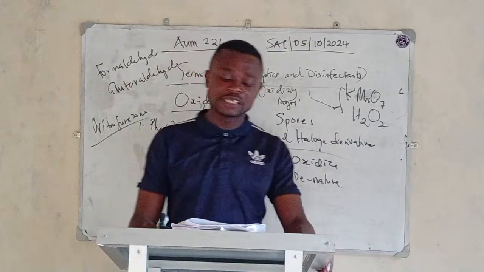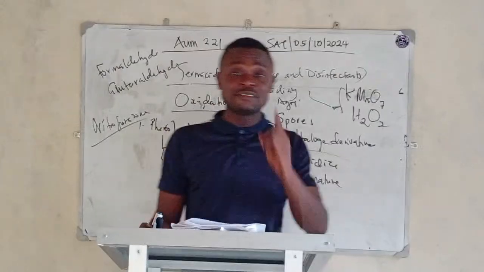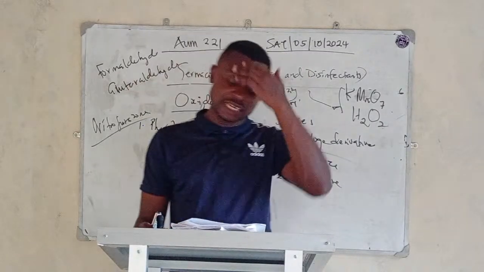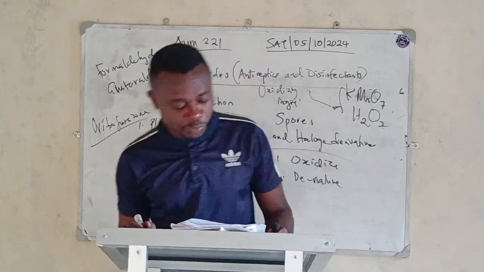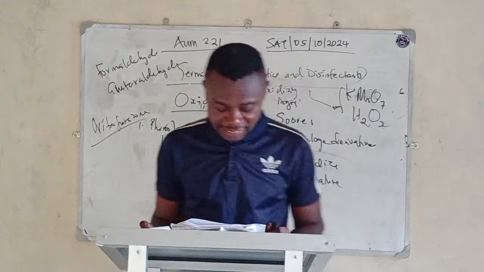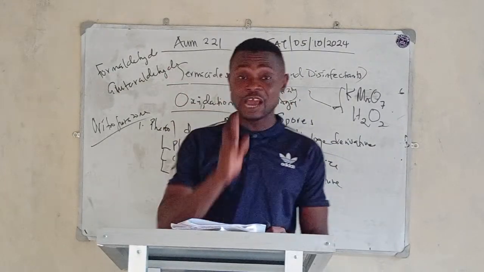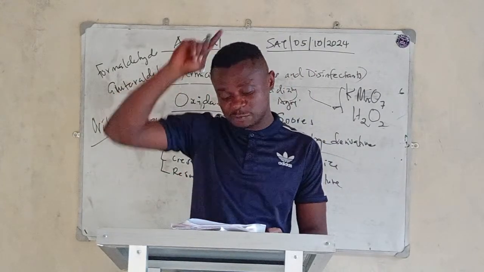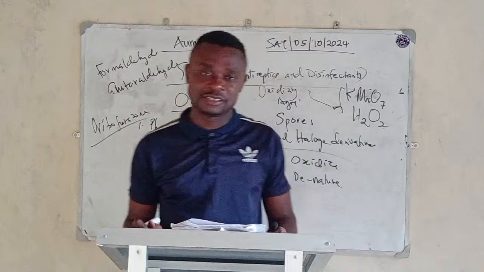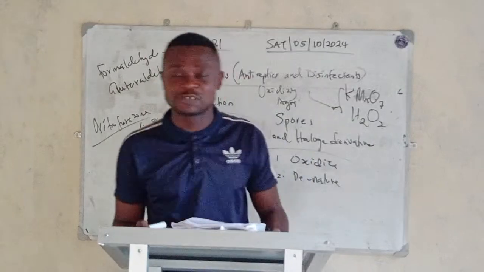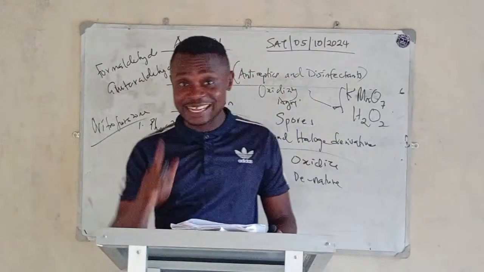Let's start from the phenol derivatives. I've already mentioned examples; we'll take them one after the other. Phenol derivatives are used both as antiseptics and disinfectants. Let's start with phenol. Phenol, at a concentration of 2 to 5% aqueous, has antibacterial, antiviral, and antifungal activities. So 2 to 5% aqueous phenol is used as an antibacterial, antiviral, and antifungal disinfectant.